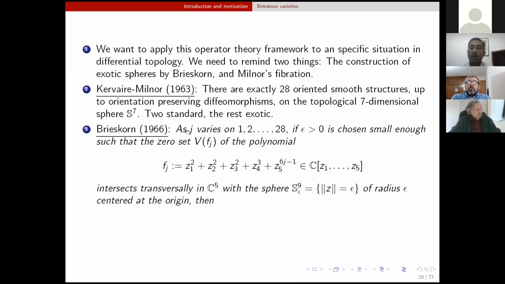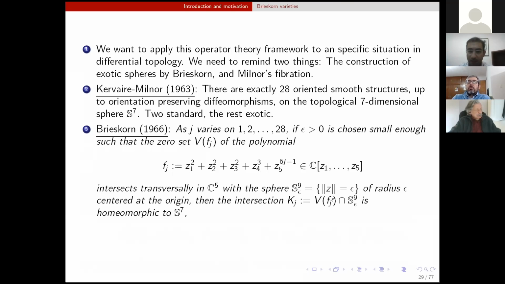Let the index j be an integer from 1 to 28. And then consider this polynomial, a polynomial in 5 variables, this strange polynomial in 5 variables. Let epsilon be a small enough positive number. Go and intersect the variety defined by this polynomial, I mean the set of points in C^5 which are zeros of this polynomial, with a sufficiently small sphere of radius epsilon around the origin.